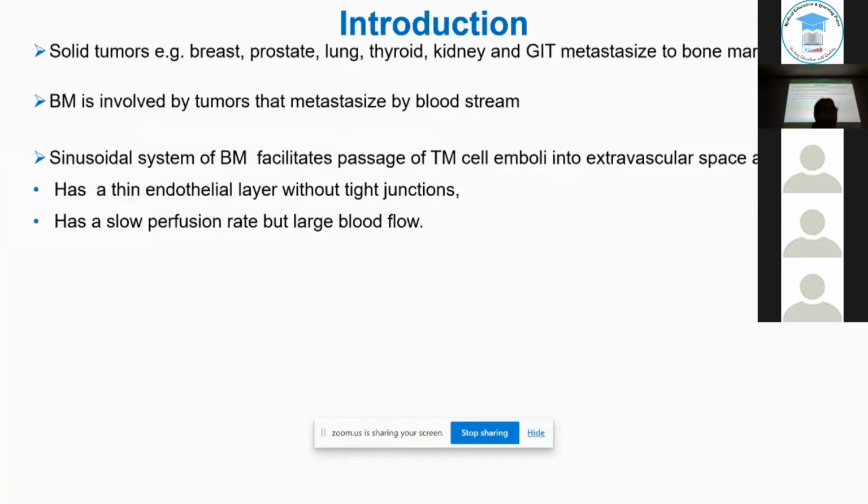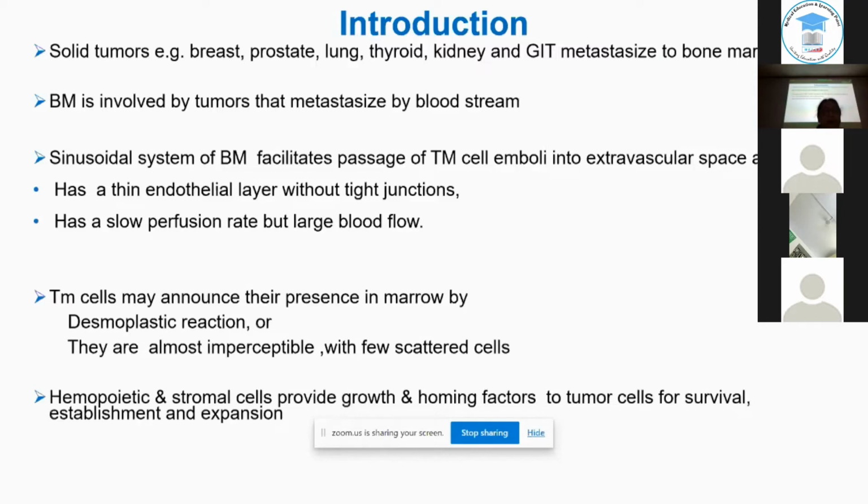The bone marrow is usually involved by those tumors that metastasize by bloodstream. Why? Because the sinusoidal system of the bone marrow facilitates passage of tumor cell emboli into the extravascular space, as it has a thin endothelial layer without tight junctions, and it has slow perfusion rate but large blood flow.